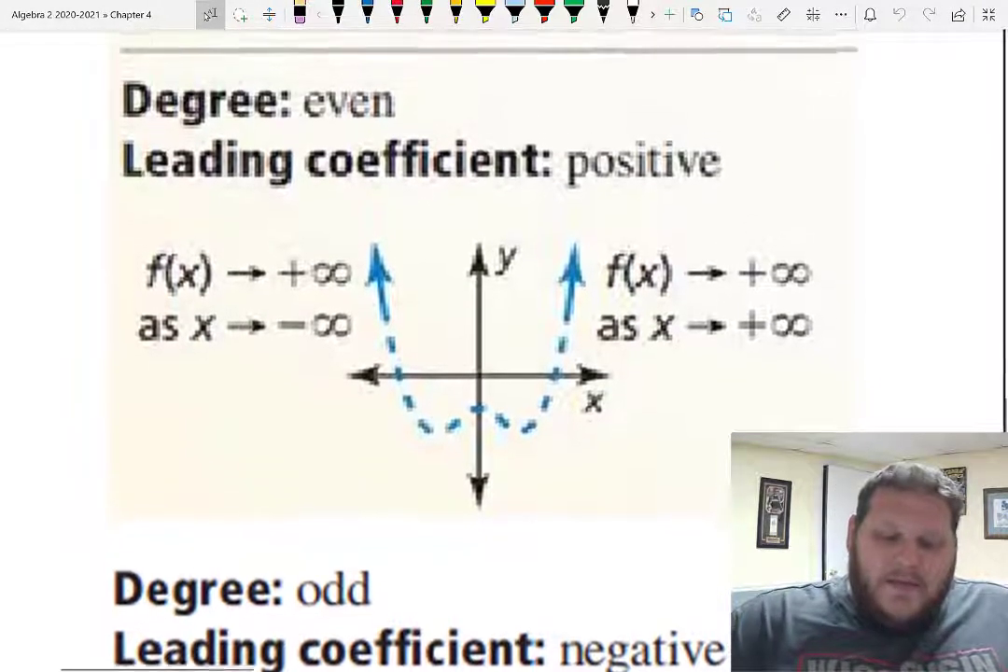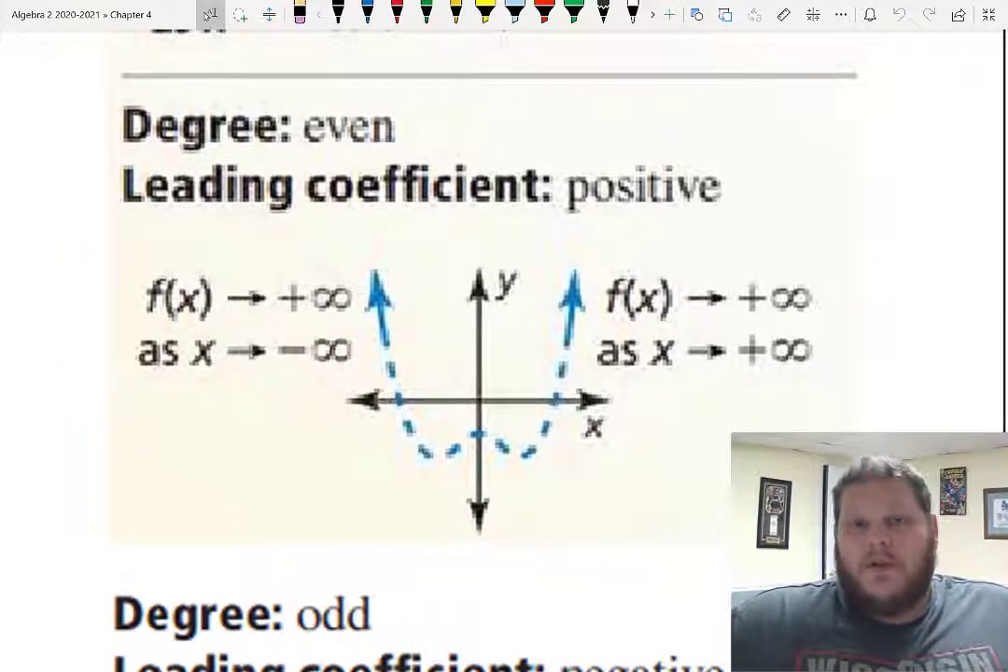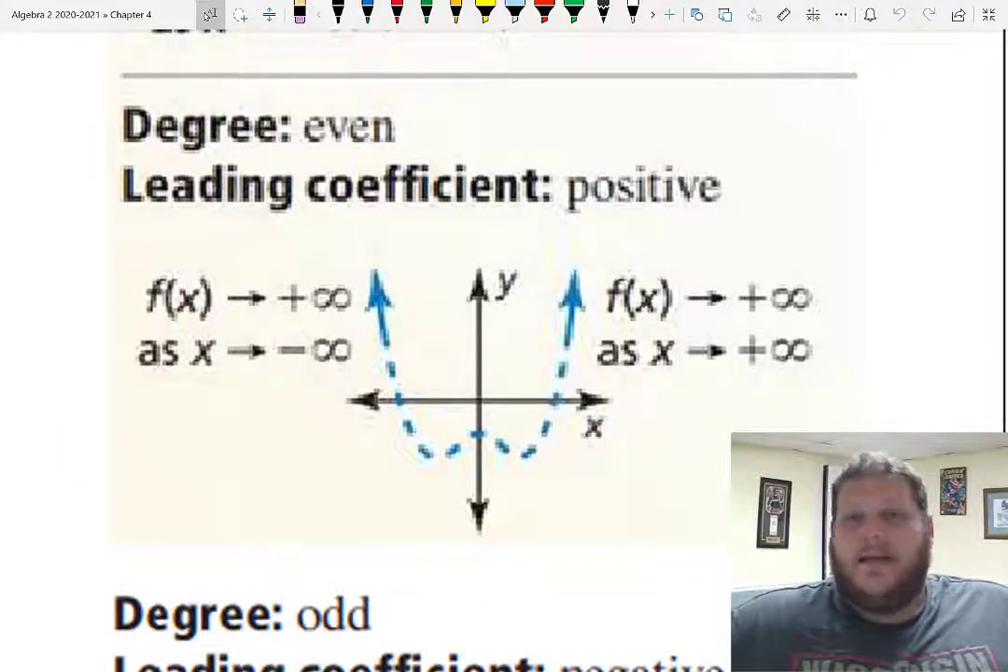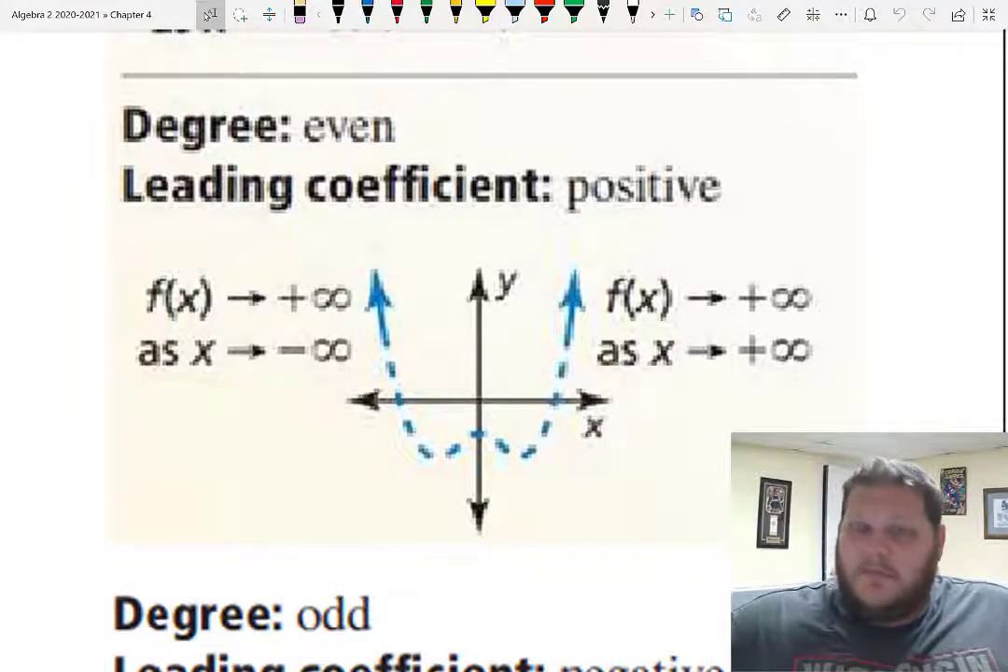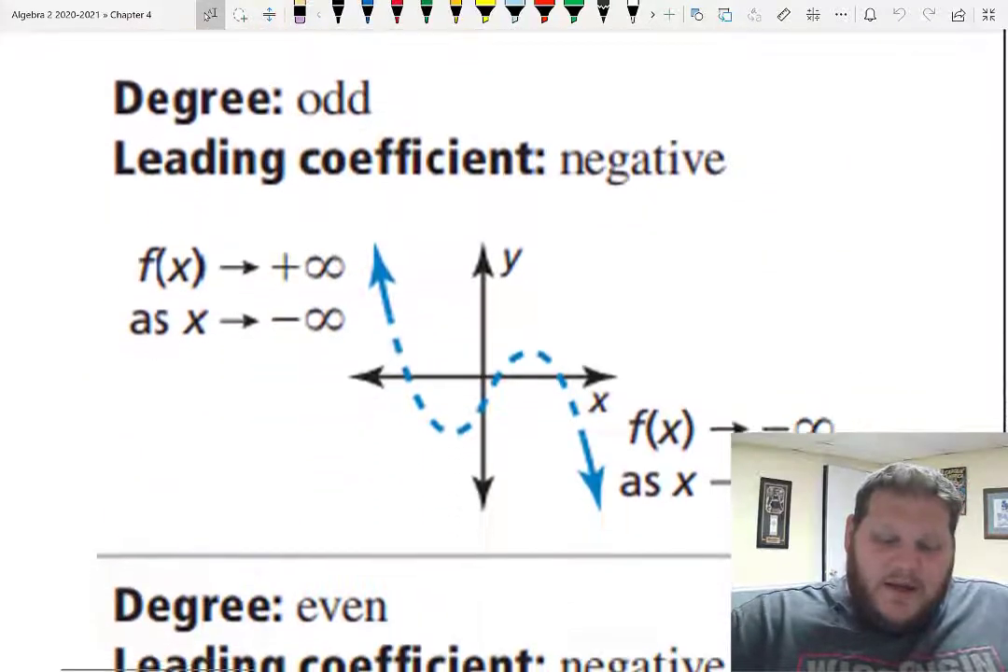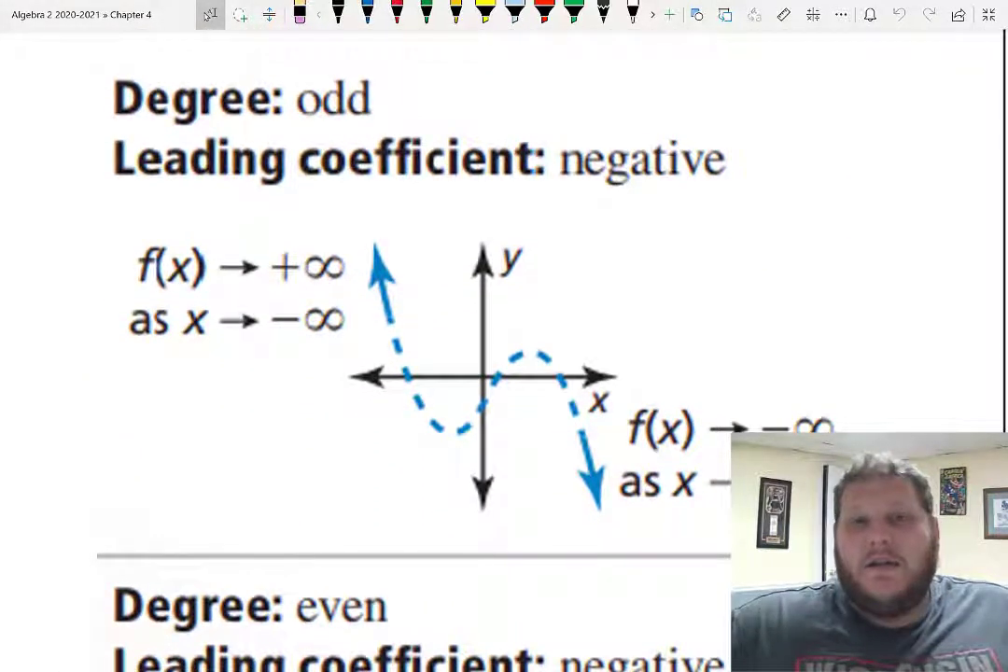If we had that same positive leading coefficient but with an even degree, it always points in the same direction. So if my right side points up, my left side also points up, because they both go in the same direction. If I flip the other way, with an odd degree but a negative leading coefficient, the negative leading coefficient tells me my right side points down. The odd degree tells me that if my right side points down, my left side is going to be pointing up.